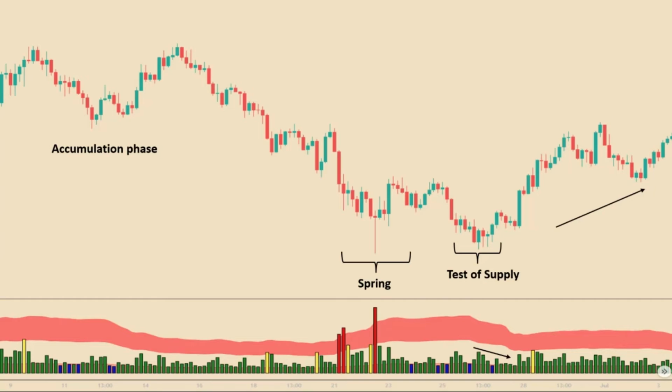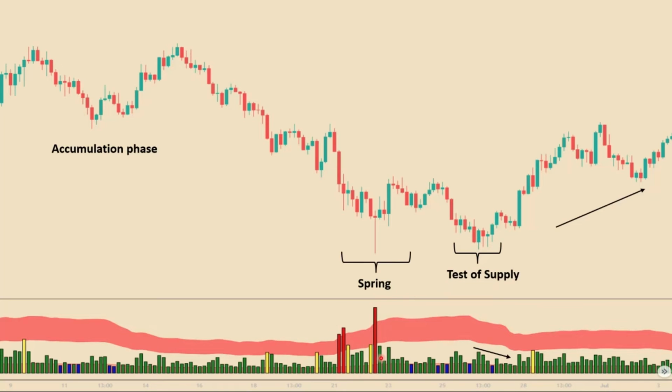Here we can see an example of a successful test of supply at the end of an accumulation phase. We see high volume and large price spreads during the spring. And in the test of supply, we are seeing declining volumes and we're seeing a narrowing of the price spreads. So the price spreads are the difference between the high and low, which we see during the spring, are greater than the spreads during the test of supply, which on average are lower.